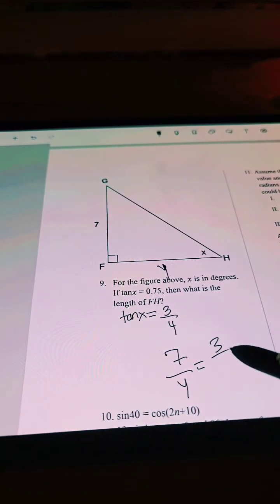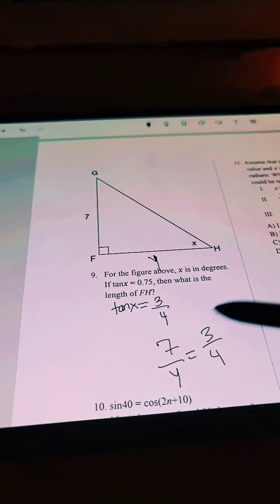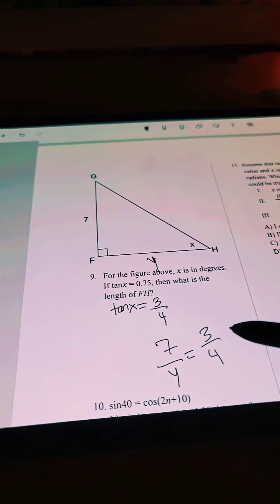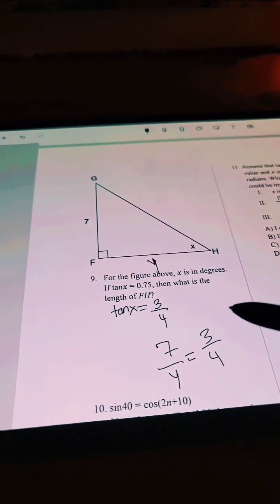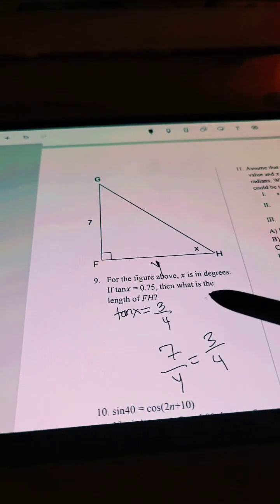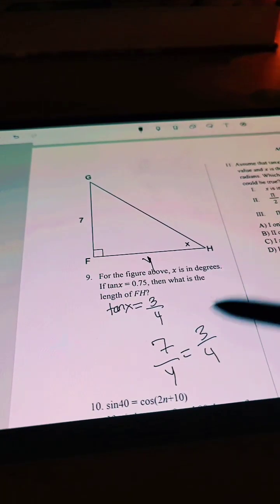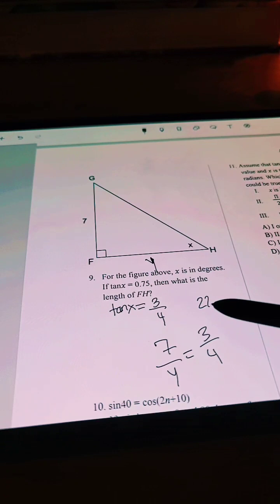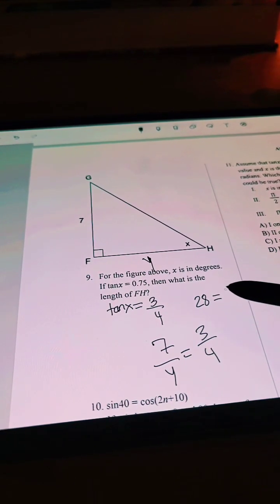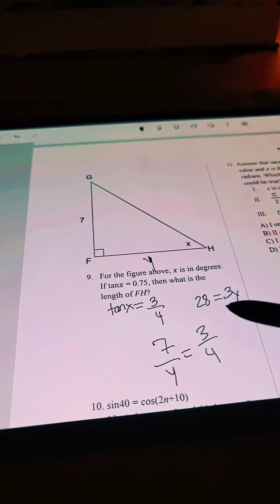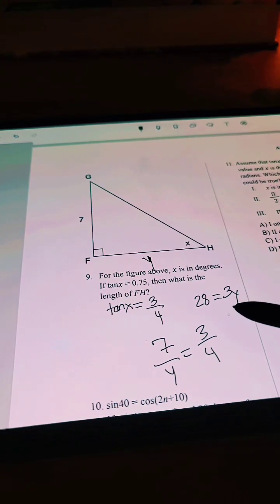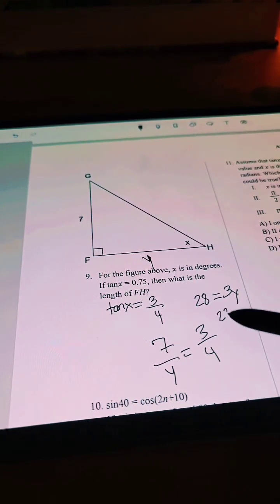That has to equal 3/4. So then I just have to cross multiply. 4 times 7 and 3 times y, and set them equal to each other. So 4 times 7 is 28, and 3 times y is 3y. Then I have to divide by 3 on each side to get y by itself, because that's what I'm solving for. So I get 28/3 is equal to y.